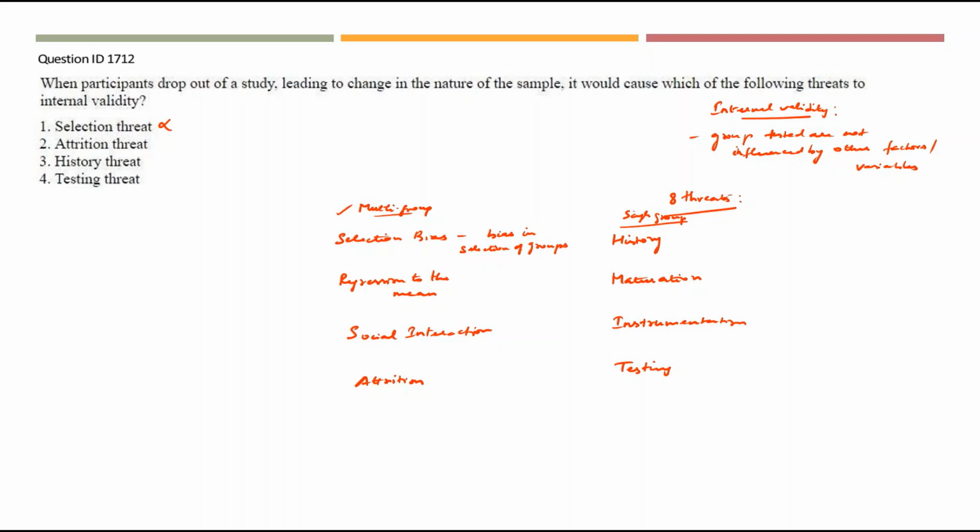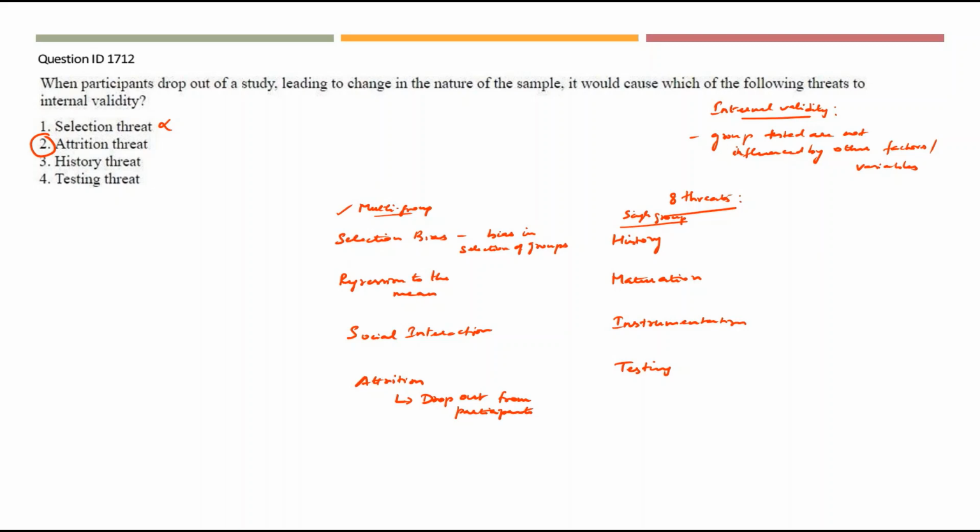Then attrition threat. When there is a dropout from participants, it is attrition threat. So here, when participants drop out of a study, leading to a change in the nature of the sample, this will cause attrition threat. Option number 2 will be the right answer. Next we have history threat.